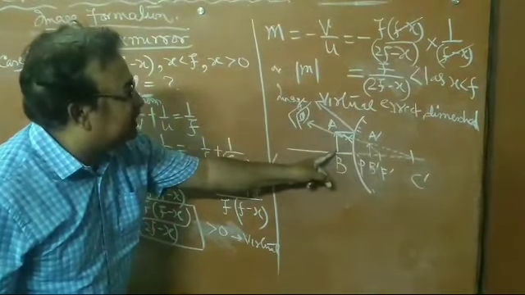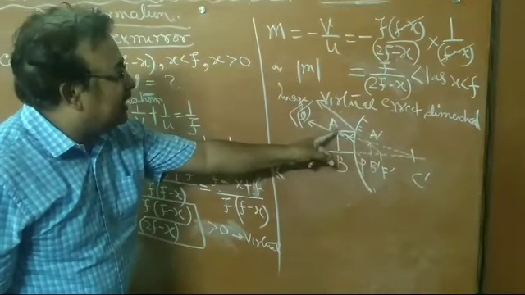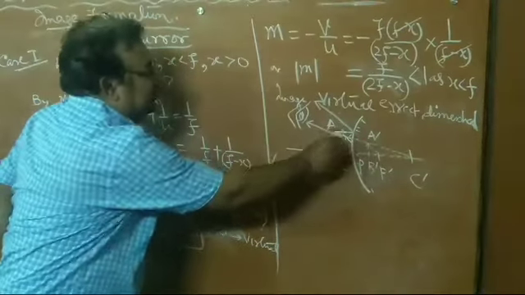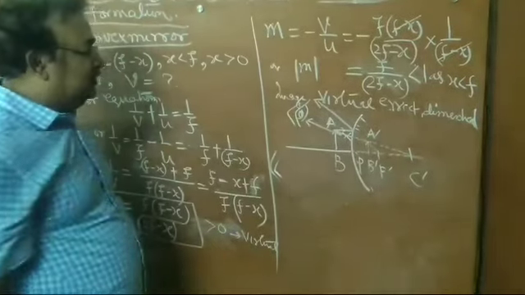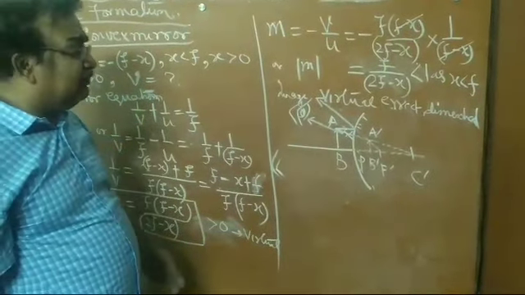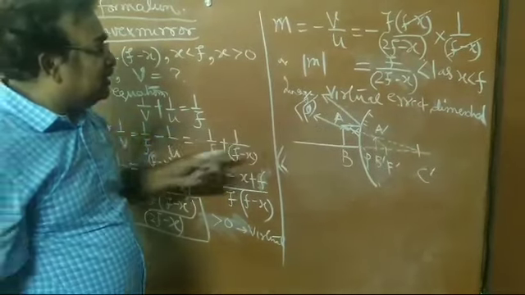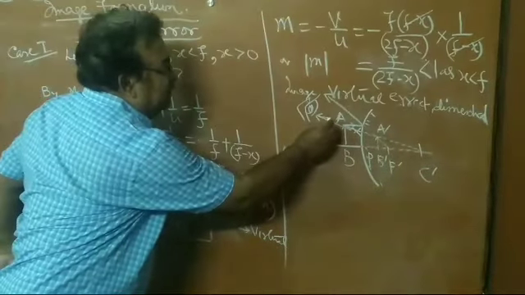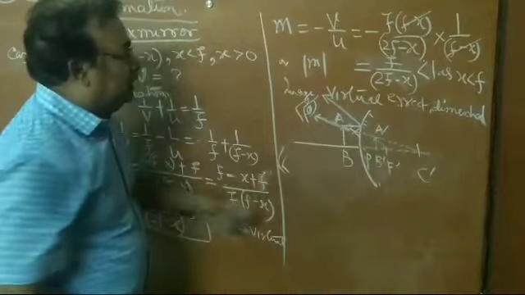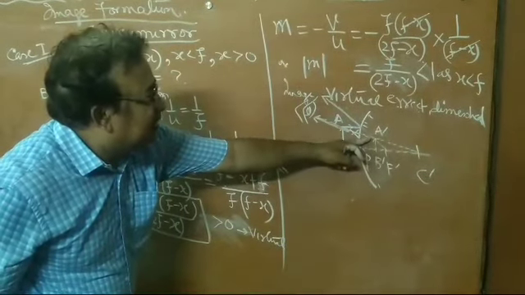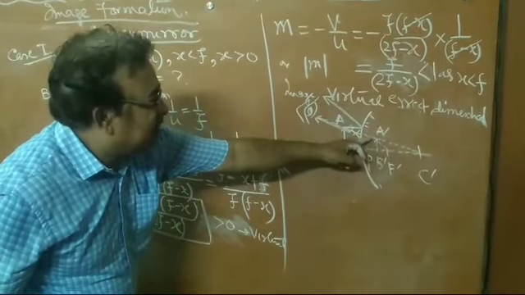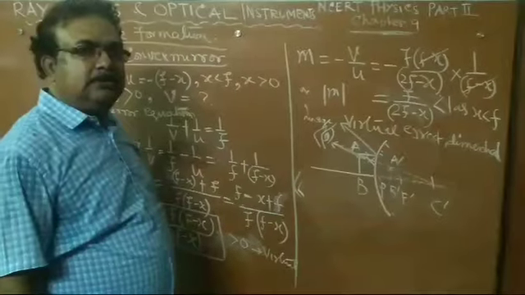AB is the object. So I have taken a ray parallel to the principal axis. After reflection, it is diverging out from the focus, virtual focus, and a ray through the center of curvature will remain undeviated. So they are intersecting at this point, therefore a virtual, diminished, erect image is formed.